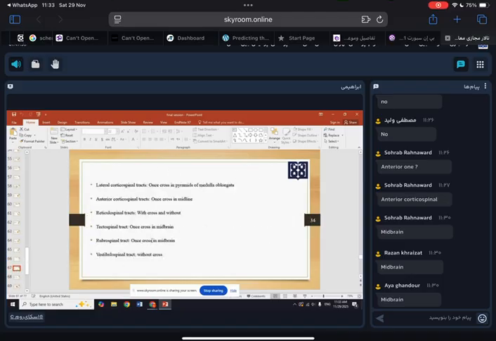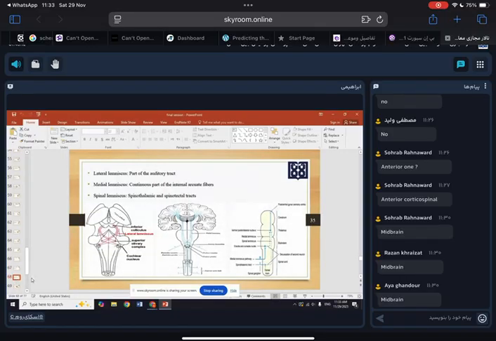These are the summary of the things I told you. They have lots of crosses in, for example, the lateral corticospinal tract and anterior corticospinal tract, and these are the summary I told you before. And something which I told you before, we have three types: lateral lemniscus, medial lemniscus, and spinal lemniscus. I told you these are the tracts which come together and work with each other.